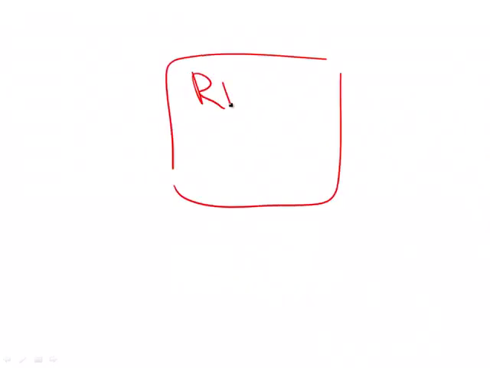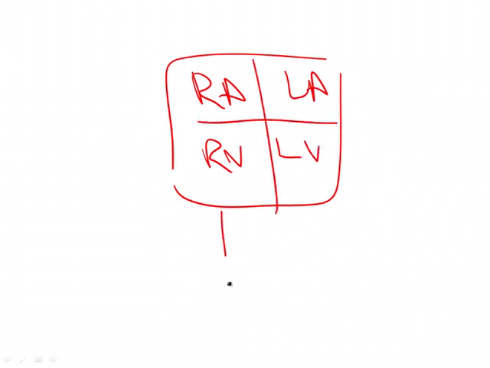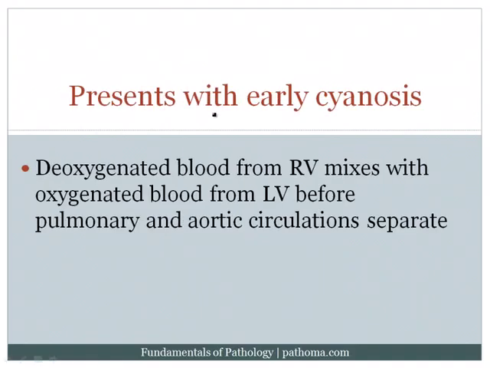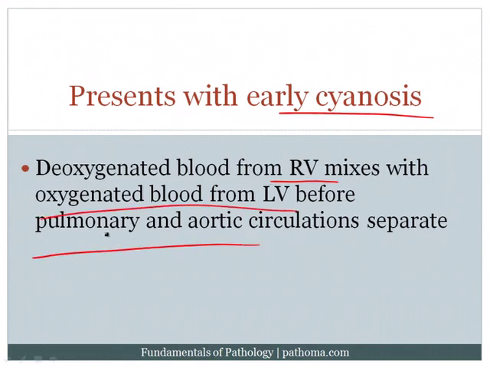We've got our standard right atrium, right ventricle, left atrium, left ventricle, and the idea here is that you've got this large trunk coming off both ventricles. Now, of course, this will eventually divide into the pulmonary circuit, and this will eventually divide into the aorta. However, what's going to happen is that the deoxygenated blood coming from here is going to mix with the oxygenated blood coming here, so that you're going to send some deoxygenated blood down this way. And so that's going to result in early cyanosis. And so these patients present with early cyanosis, and the reason is that the deoxygenated blood from the right ventricle mixes with the oxygenated blood from the left ventricle before those circuits actually separate. I've already described that in the image.